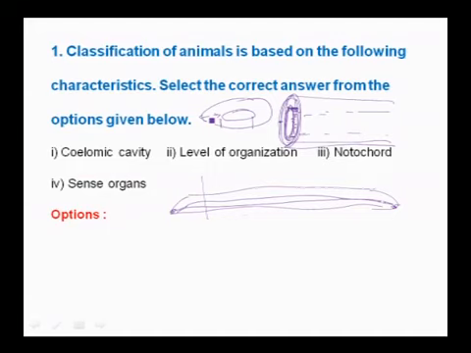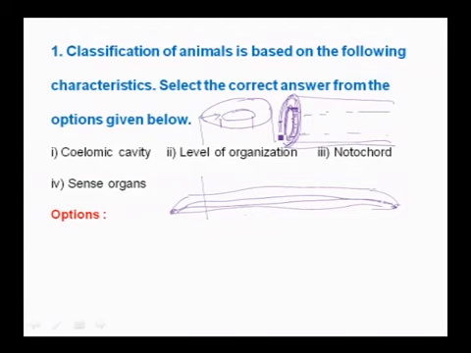Some organisms have this gap, and they are called coelomates. Some organisms do not have such a body cavity inside their body. They are called acoelomates, and some have a false type of coelom. In the later questions I will discuss all these things. So, this is about coelom.